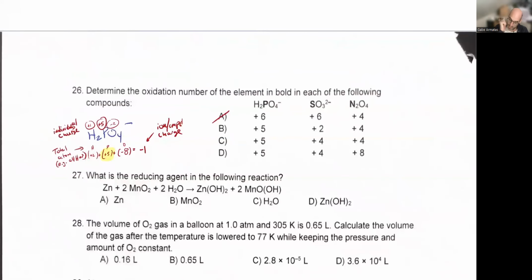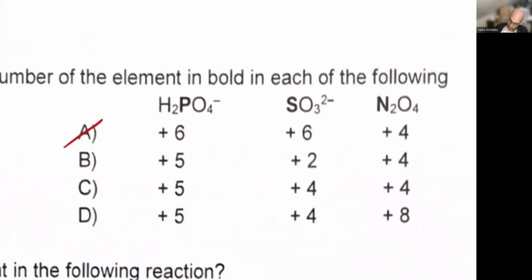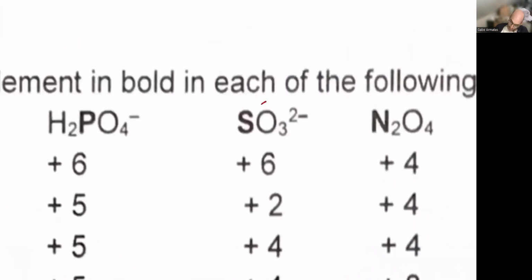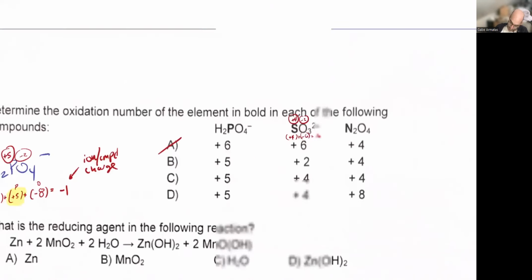So that eliminates A right off the bat. And so we do the same thing for each of these. If oxygen is -2, this whole thing is -6. Everything is -2 altogether. So what has to go in the sulfur? Sulfur has to be +4. So +4 for sulfur in order to make all of that true. So that eliminates B.